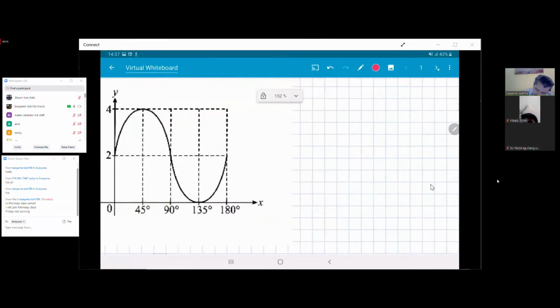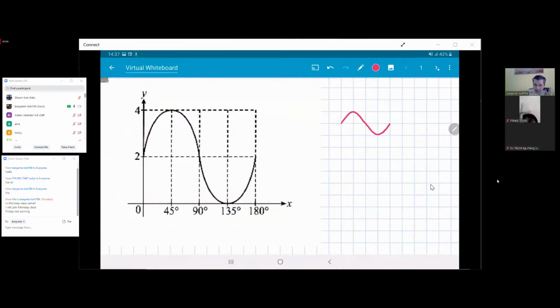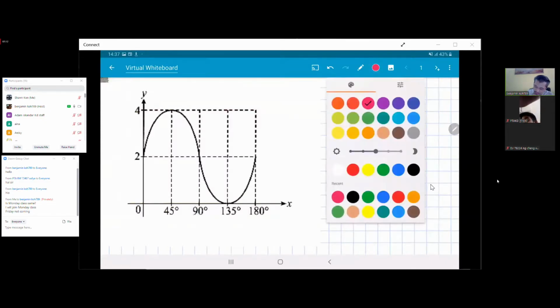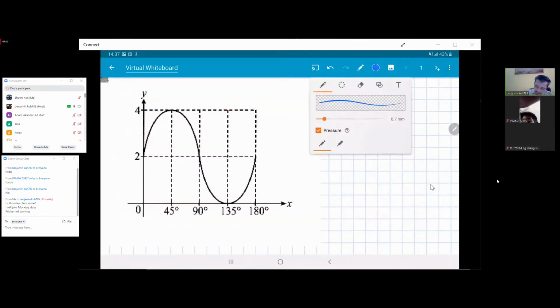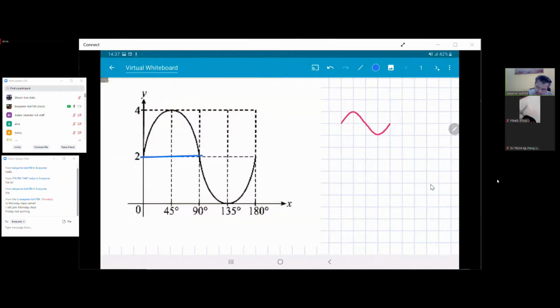This is the shape of the sine graph. When I look at this graph here, it looks like the shape of the sine graph, so I know that. Now number 2, I also notice that there's a line right through the center here. Why do I need to know that? Because this means the graph has already moved up, or maybe moved down.